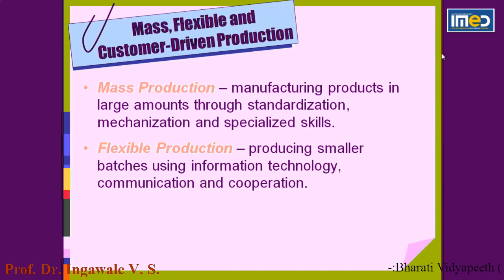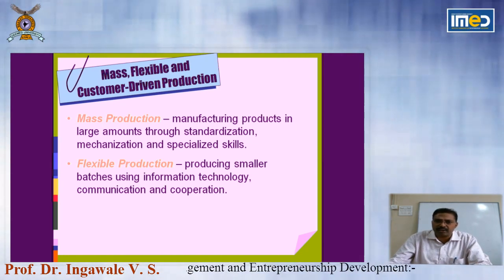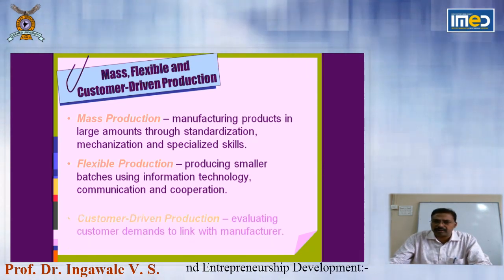Then next, flexible production. What is the meaning of flexible? That particular system is flexible enough, meaning it is easy to adapt to changes. In case of changes in design as per the customer requirements, that system is flexible enough to adapt to those changes. That is flexible production: producing smaller batches using information technology, communication and cooperation.